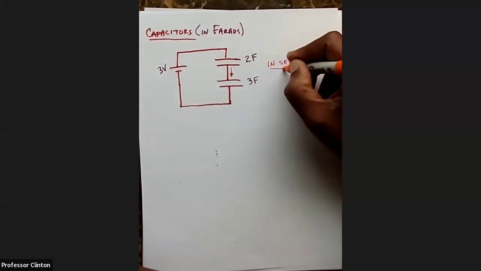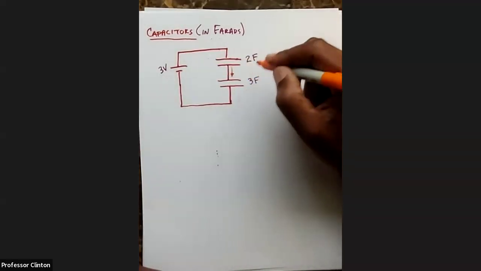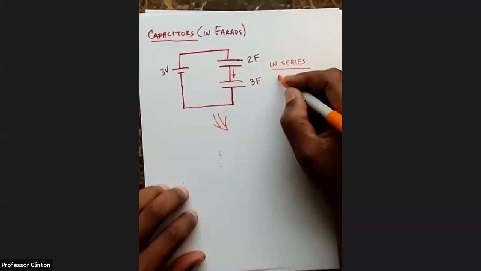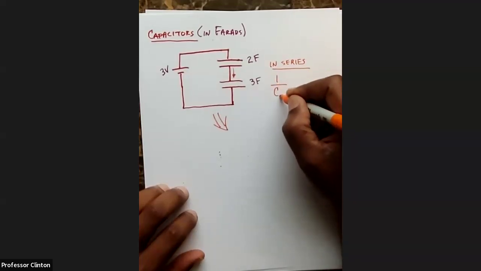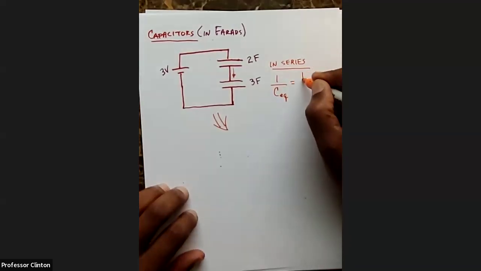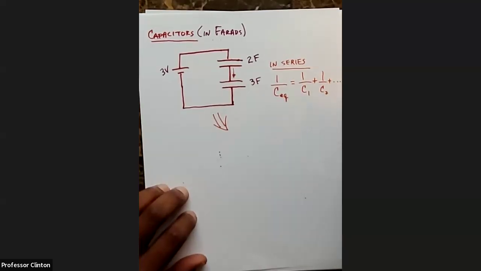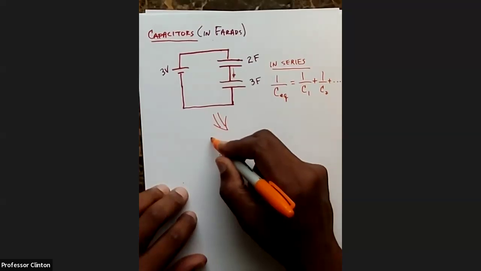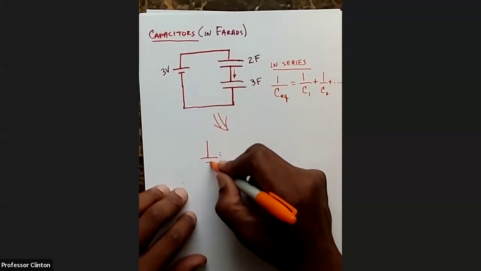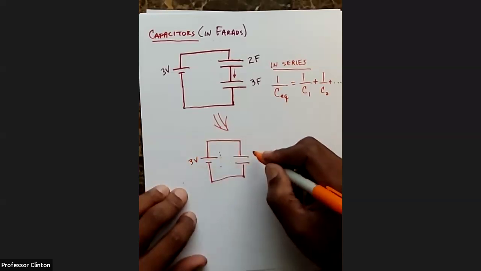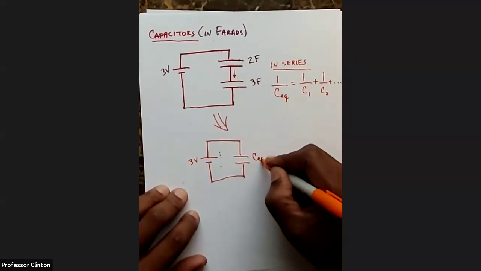but the way we quantify and get our new, if you will, big equivalent capacitor is we look at the equation that looks like this. 1 over equivalent capacitance is equal to 1 over C1 plus 1 over C2 plus dot, dot, dot. So in this case, we'll draw the new, if you will, supercapacitor. Got a 3 volt over here, and we're going to try and figure out what C equivalent is.